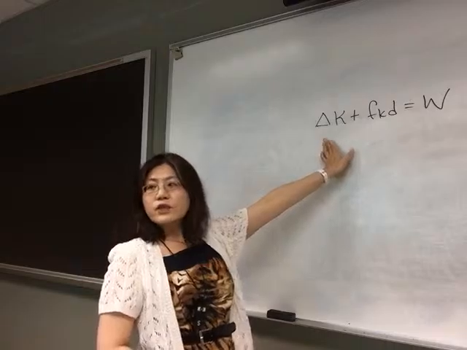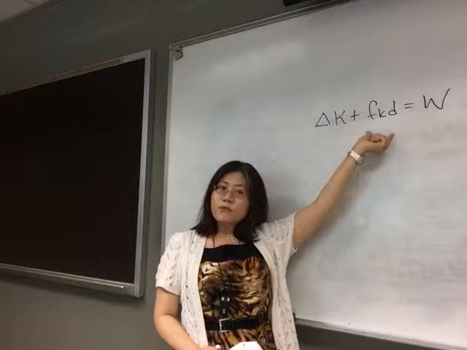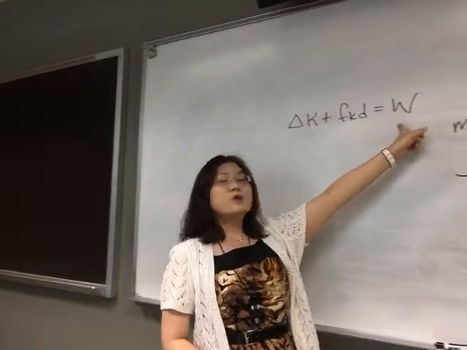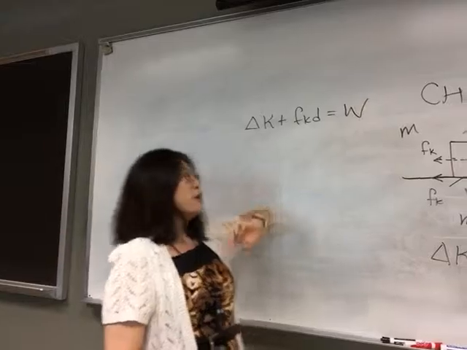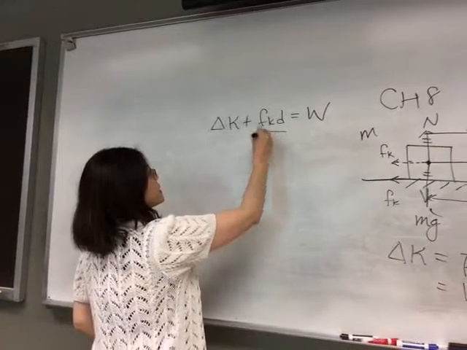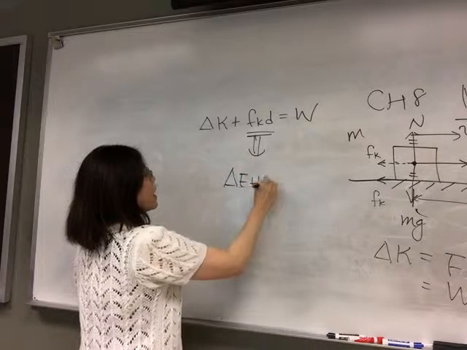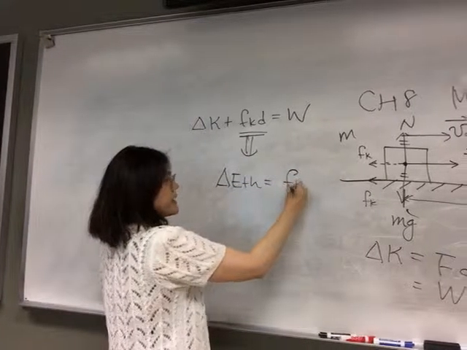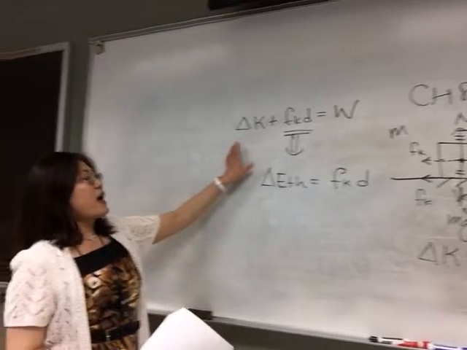You have the term that involves the change in kinetic energy, and this term associated with the frictional force, and that's equal to the work done by the applied force, which is W. Okay, so what is this? This is what we call the change in thermal energy, and that involves your Fk, which is kinetic friction, times displacement. So you can see that.